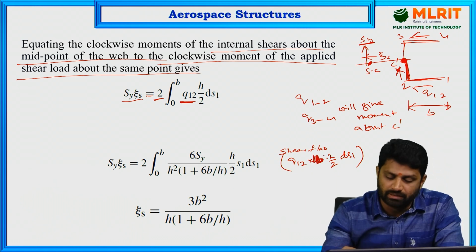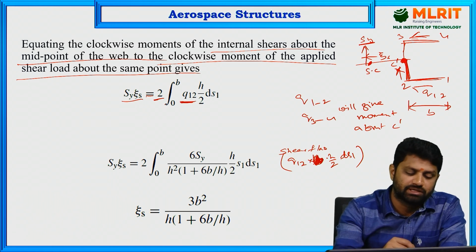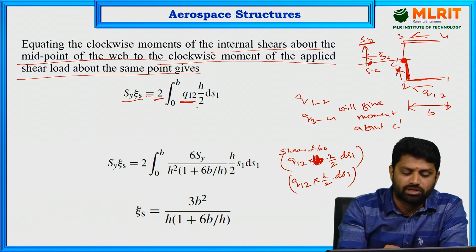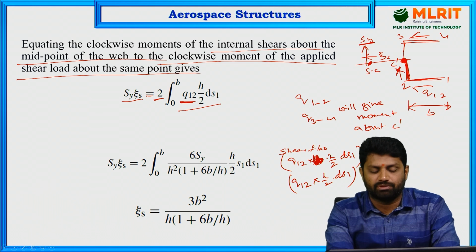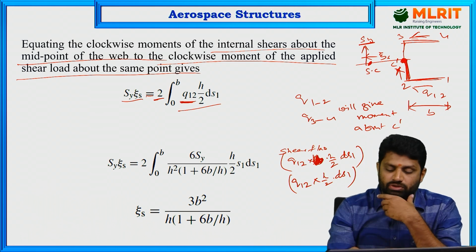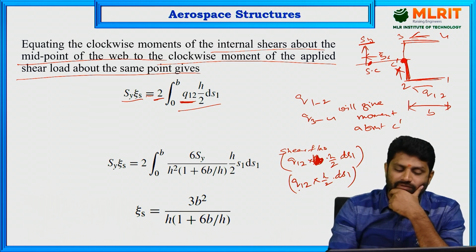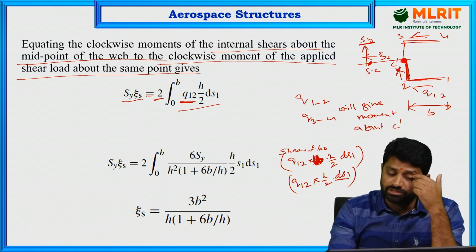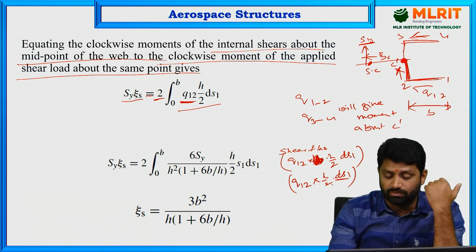Okay, even b is also not required here because we took the distribution integral 0 to b. So straight away you can write q12 into perpendicular distance h by 2 into ds1. So q12 into h by 2 into ds1 is the moment. q12 is the shear flow, multiplying with ds1 length it becomes the shear force, and h by 2 is the perpendicular distance, so now it becomes the bending moment.